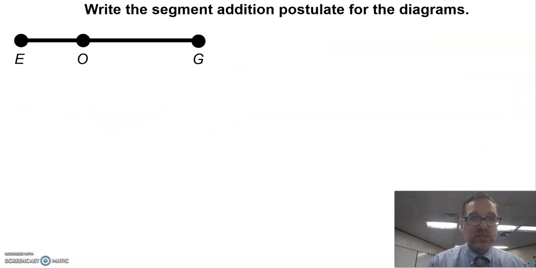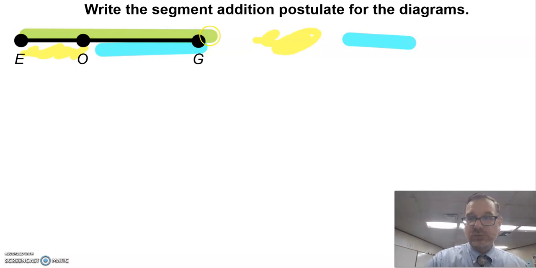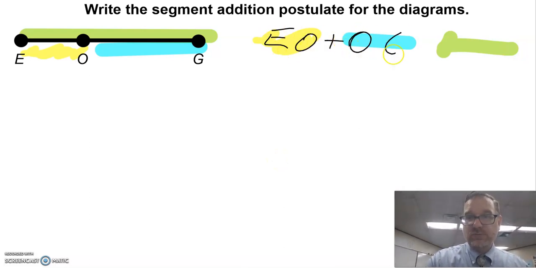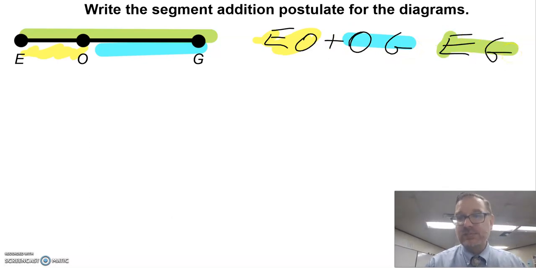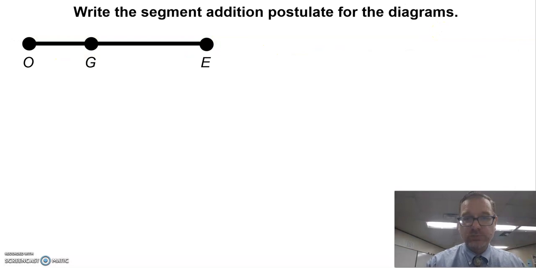It makes sense. So if I give you a diagram that looks like this, let's write that segment addition postulate. The segment addition postulate says part plus part equals whole. Well, what parts? The front part plus the back part equals the whole thing. So how long is the front part? Well, the front part is from E to O long. How long is the back part? From O to G, and the whole thing is from E to G. That's the segment addition postulate. So EO plus OG equals EG. Part plus part equals whole.